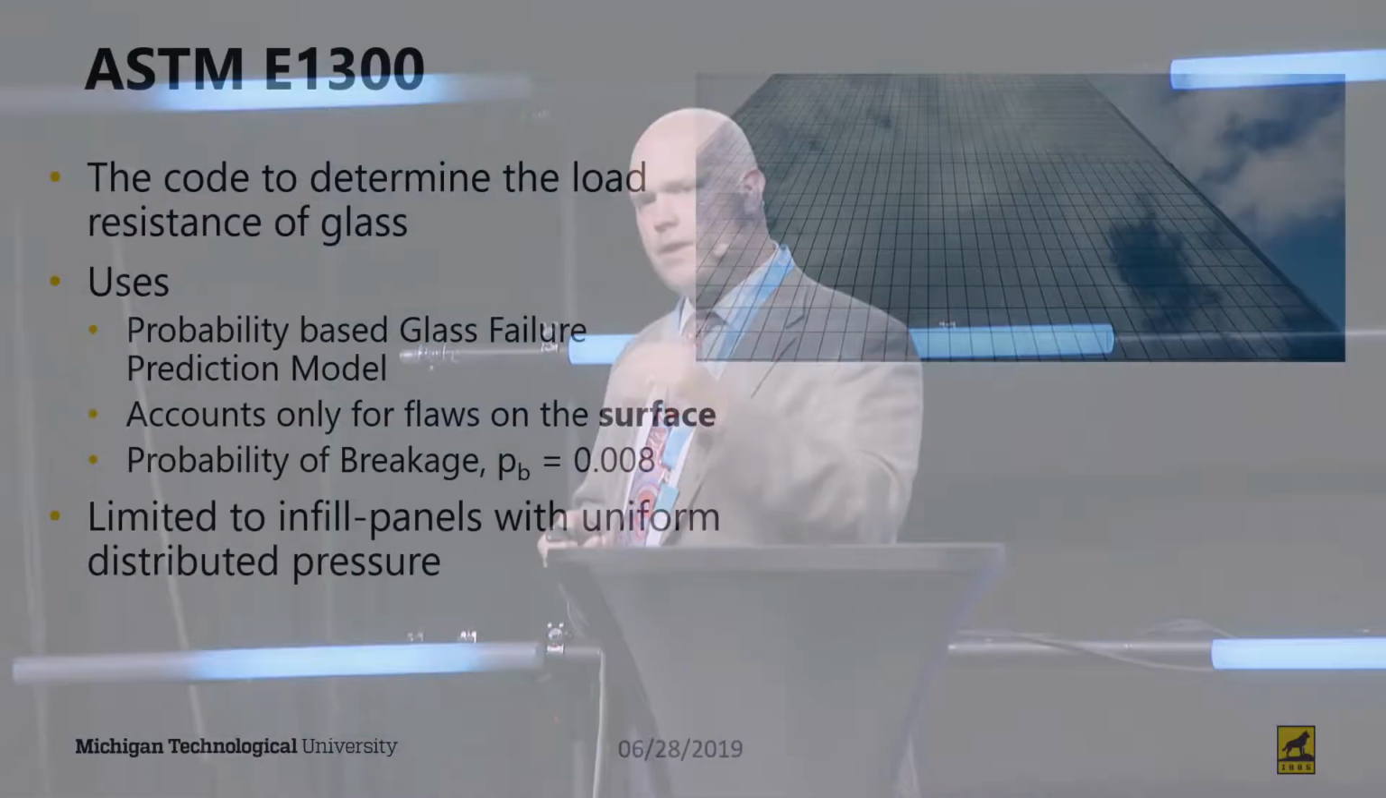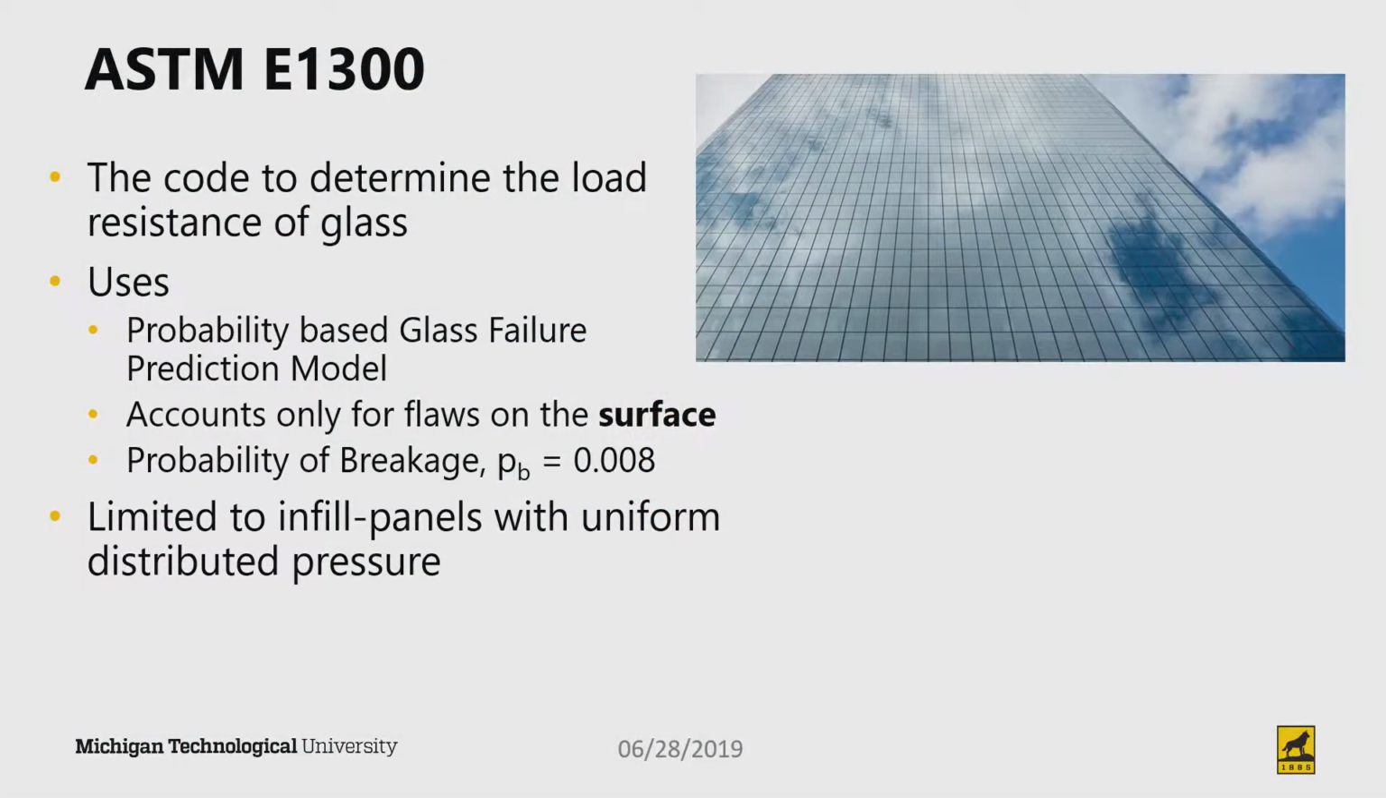Before I go into that, I want to show you what we are going to modify in this glass failure prediction model in order to account for this. Remember, we said that E1300 currently just addresses the surface. We have this probability of breakage limit of 8 in 1,000, which we're going to consider more of a statistical artifact that we use for the standards, but again, only for the surface.